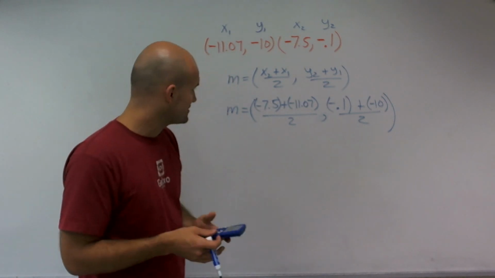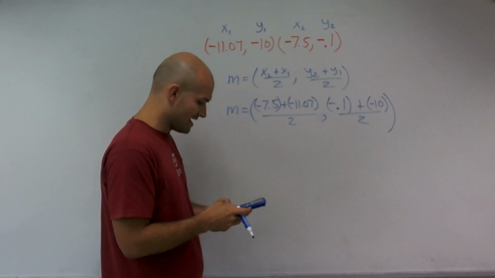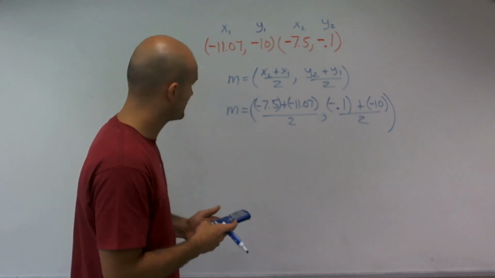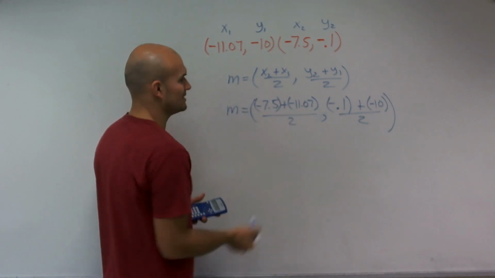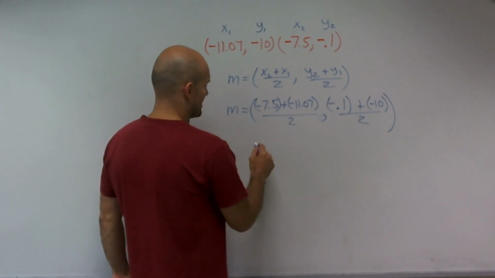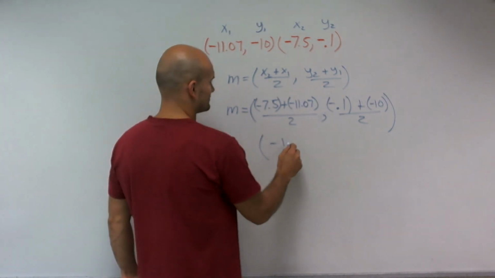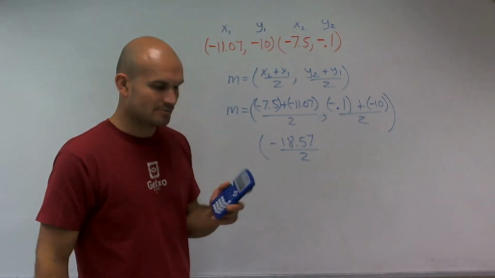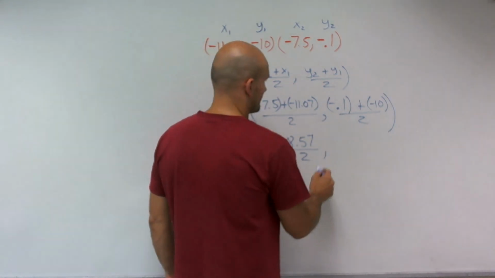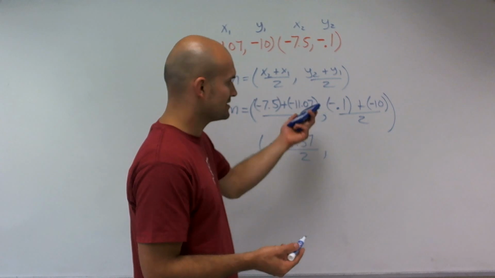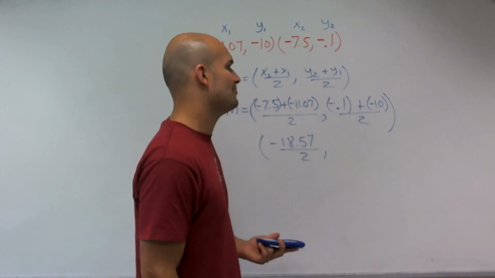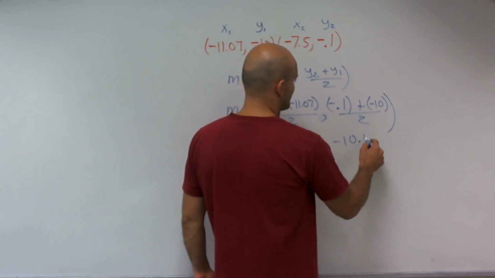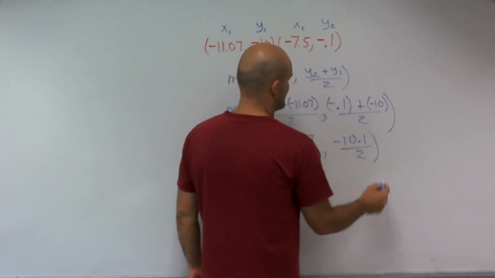So I'm just going to use a calculator and do negative 7.5 plus a negative 11.07. You should know the answer here if you can add them up: it's negative 18.57, divided by 2. I'm using the calculator to make sure I didn't make a mental math mistake. You can do the same thing here, or you can also see that negative 0.1 plus negative 10 is just negative 10.1, divided by 2.